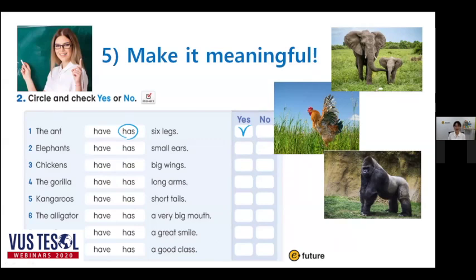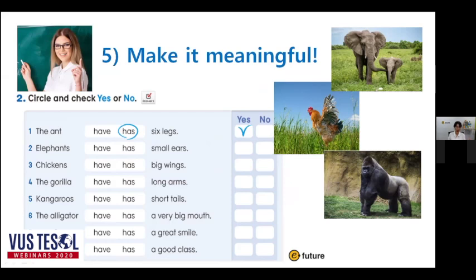So it's not only about finding the correct form. It's also about the meaning. And also, if you understand the meaning, it's interesting, right? You talk about the ant, you talk about the elephants, you talk about the gorilla. It's much more interesting when you know the meaning of the sentence. And interesting pictures too, right?